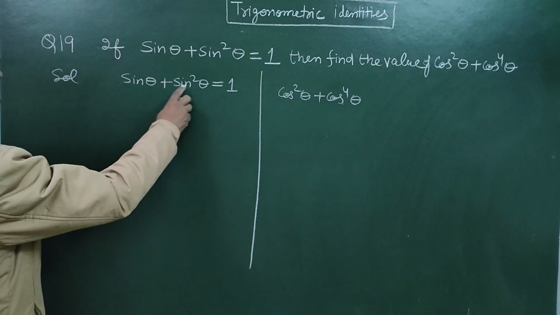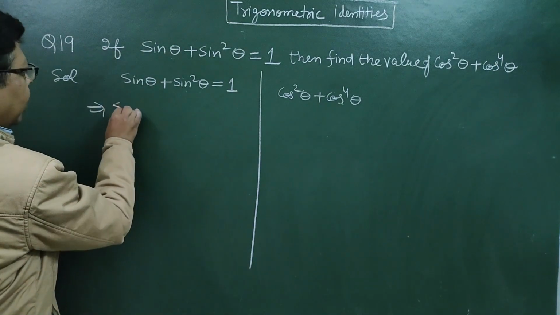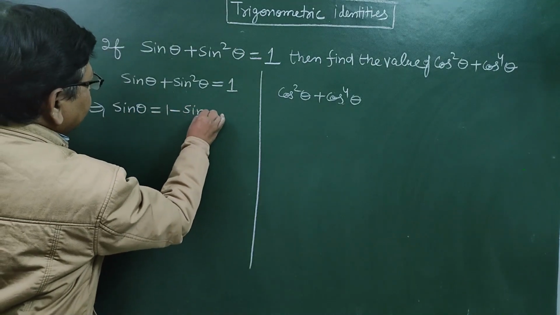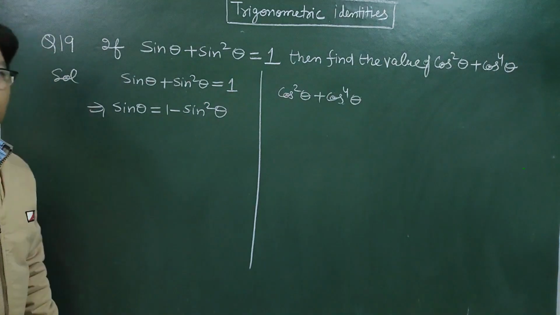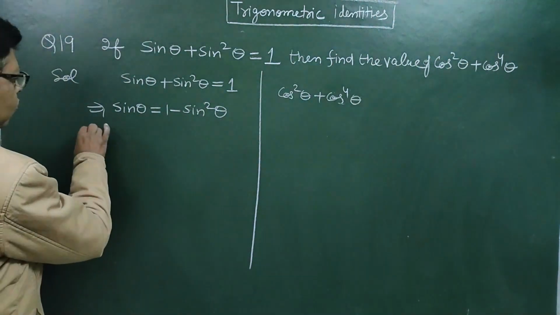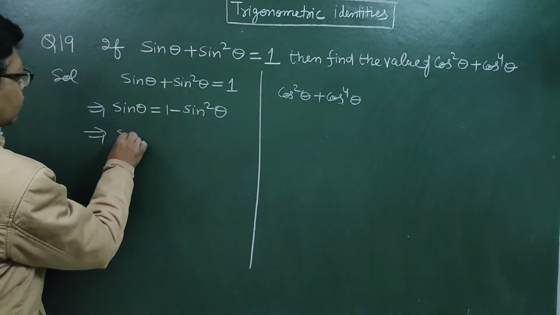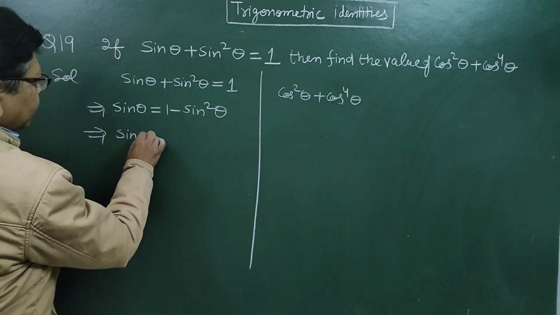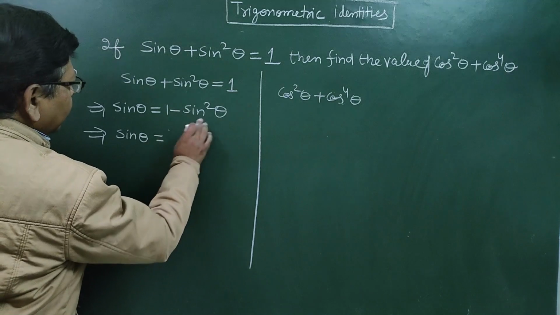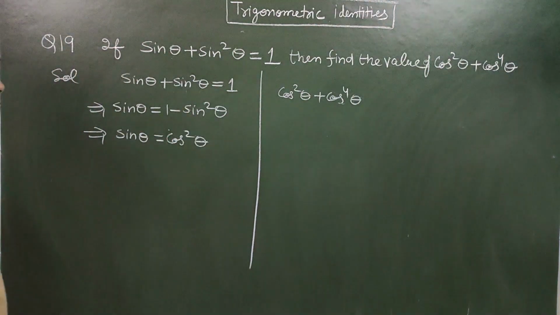Now sin theta plus sin square theta is equal to 1. If we transpose sin square theta to the other side, then we get sin theta is equal to 1 minus sin square theta, and 1 minus sin square theta is equal to cos square theta. Using the identity sin square theta plus cos square theta is equal to 1, so 1 minus sin square theta will be equal to cos square theta.